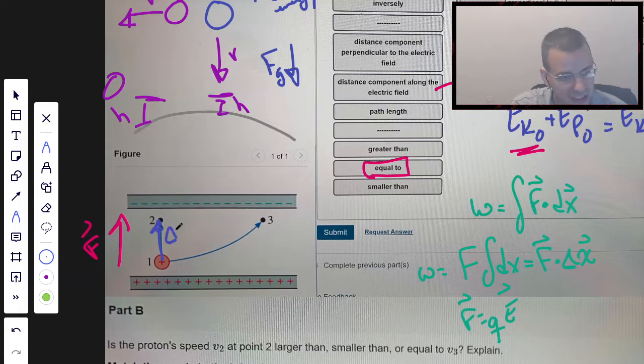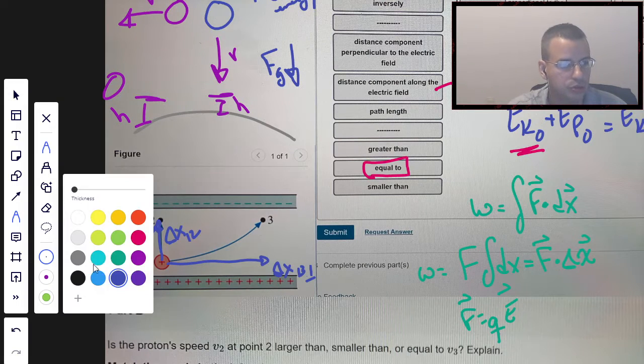The displacement delta x for 1 to 2 is going to be straight up. And the delta x for 3, I'm going to call this delta x 1, 3, and I'll call this perpendicular, because I know that looks like a B, it's supposed to be 1, 3.